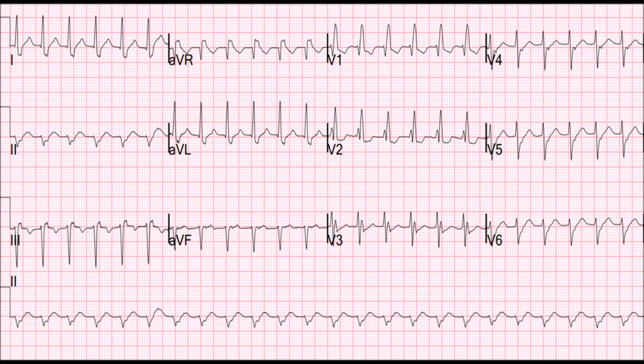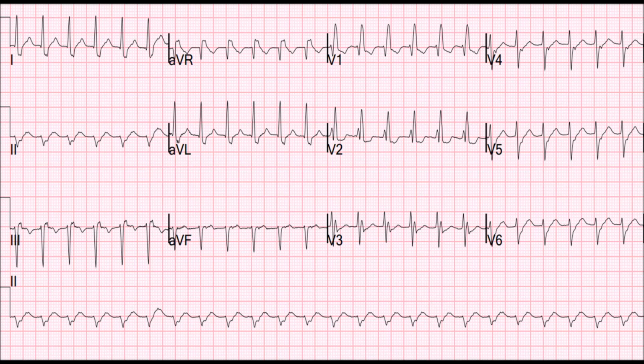So, it's called pre-excitation. Why do we call it pre-excitation? They knew all about this before we actually even put a catheter in the heart. Some guy out there was just smart enough to figure this out before we even had electrophysiology as a specialty. It's called pre-excitation because the ventricle got activated before it should be.